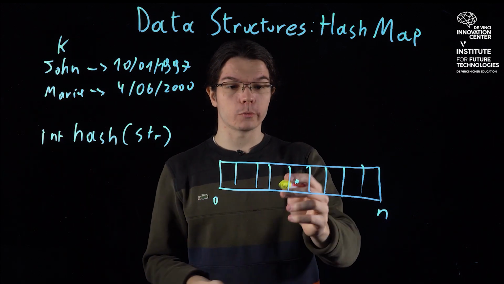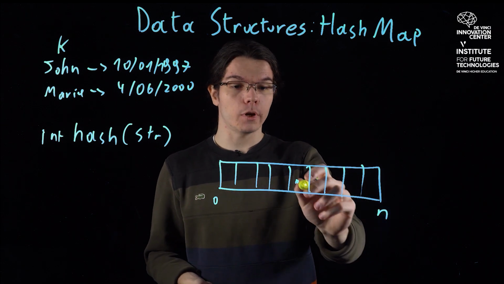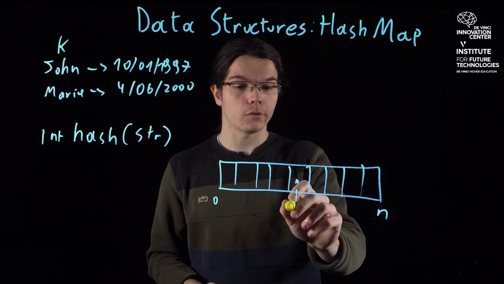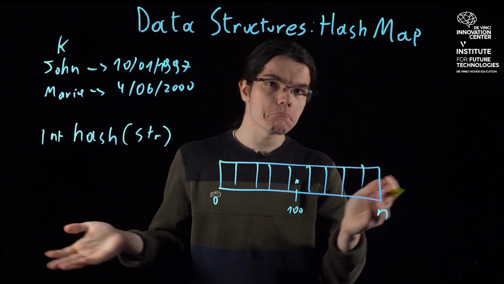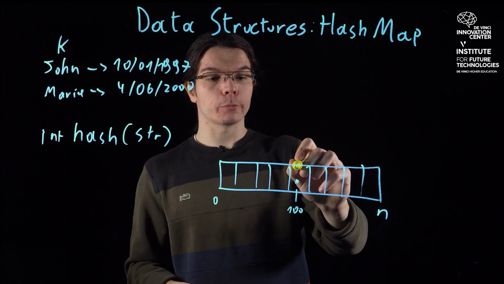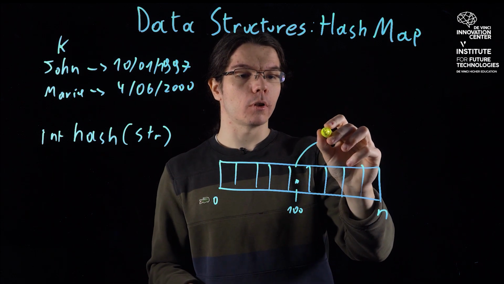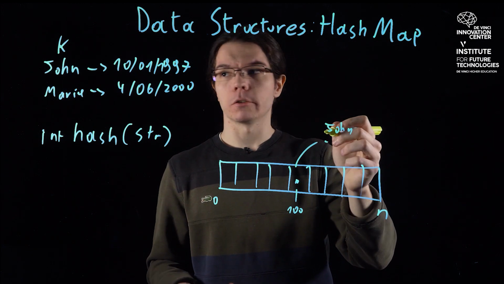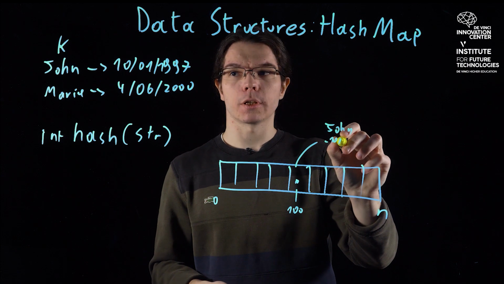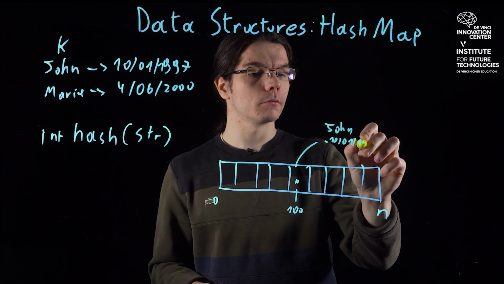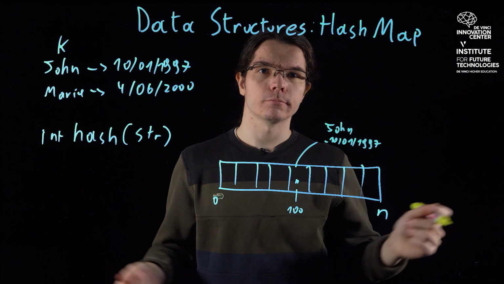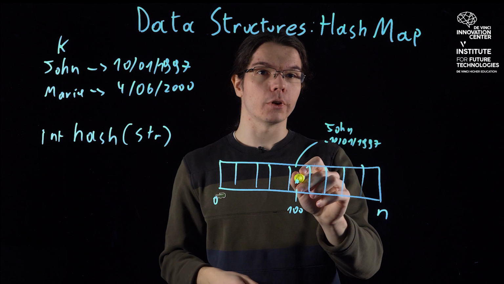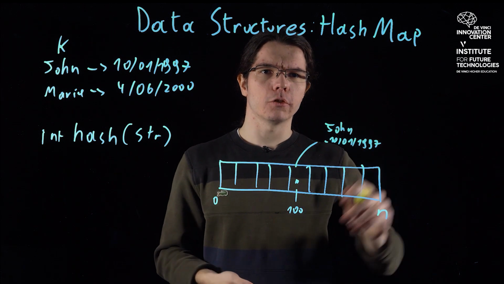That's a problem because what we want to do is, inside this array, say, for example, John has a number that falls right here. Let's say it's the 100th position. Why not? And at the 100th position, I have John. So I want to put an object, which is John, and date of birth, 10/01/1997. But if Mary also has the same hash and it's also 100, I'm going to override John's information with Mary.